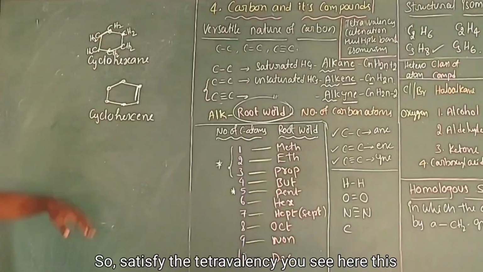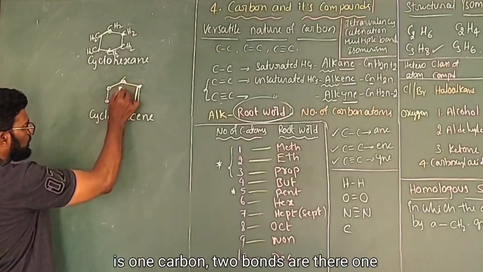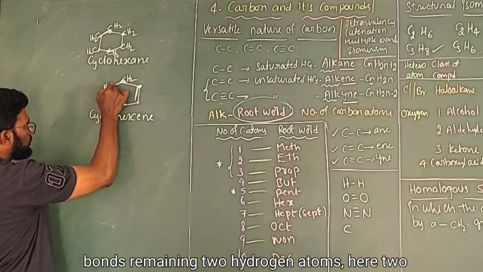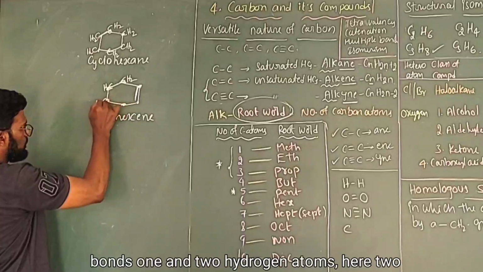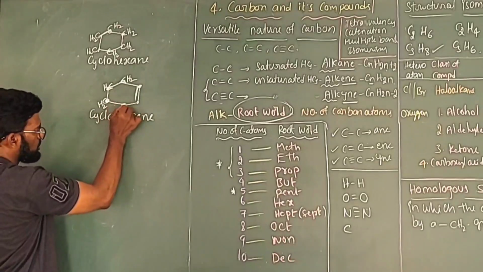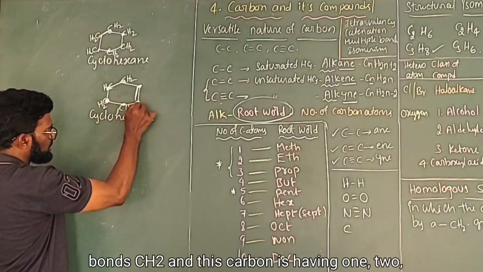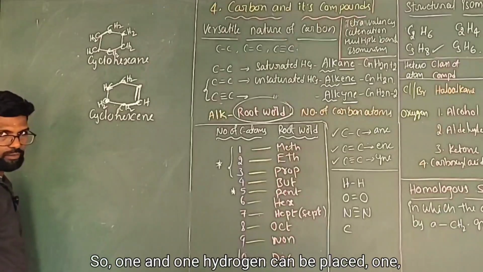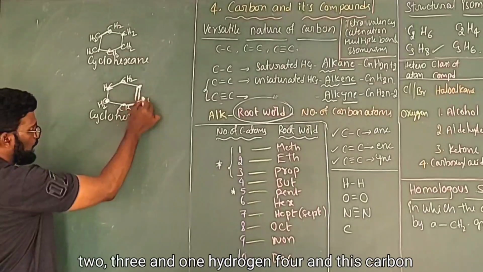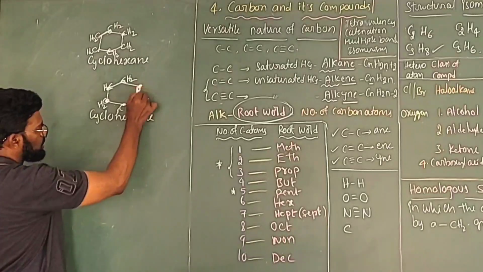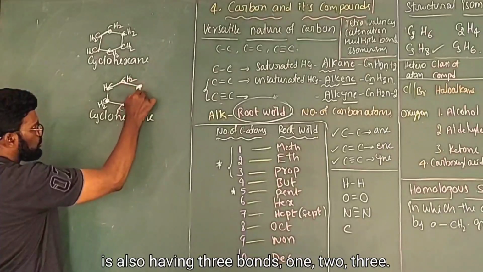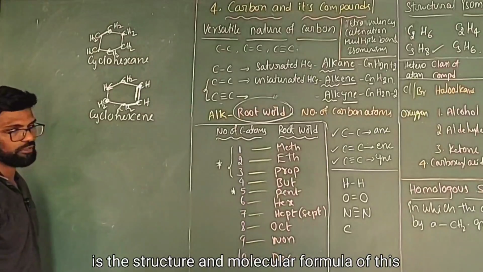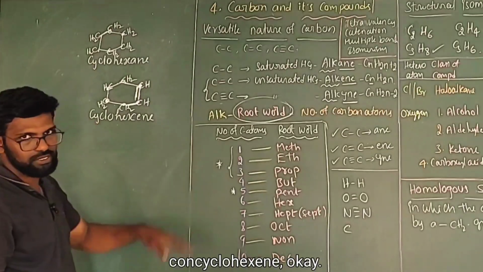To satisfy the tetravalency, you see here, this is one carbon, 2 bonds are there, remaining 2 hydrogen atoms. This is a carbon, 2 bonds, remaining 2 hydrogen atoms. Here 2 bonds, remaining 2 hydrogen atoms. Here 2 bonds, CH2. And this carbon is having 1, 2, 3 bonds, so only one hydrogen can be placed: 1, 2, 3 and one hydrogen 4. And this carbon is also having 3 bonds, 1, 2, 3, so this will have one hydrogen. This is the structure and molecular formula of this compound, cyclohexene.